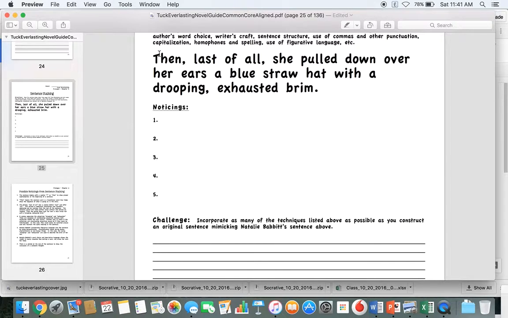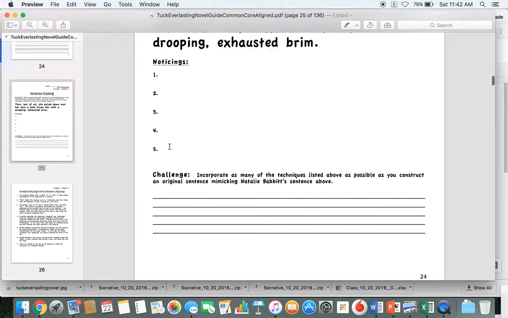So if you notice that she capitalized her T at the beginning of the sentence, when you write your sentence, you need to make sure that you capitalize your first letter in your word. If you see that there's a transition word at the beginning, maybe you need to try to start your sentence with the transition word, such as second, first, after, things like that. Adjectives, things like that. So you're going to try to use as many of these noticings in your own sentence.